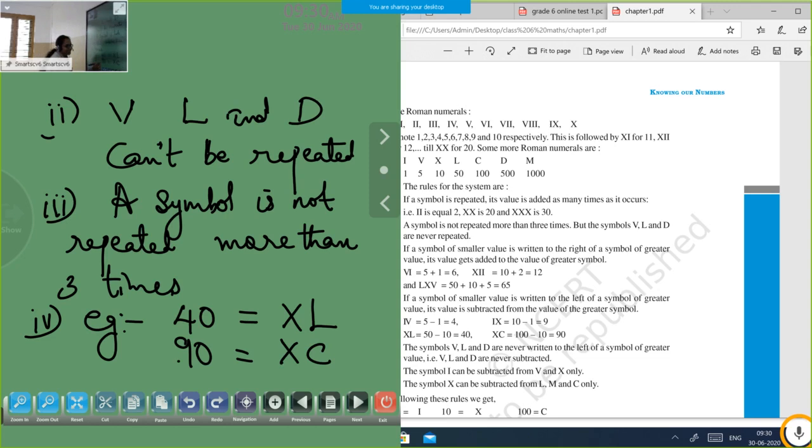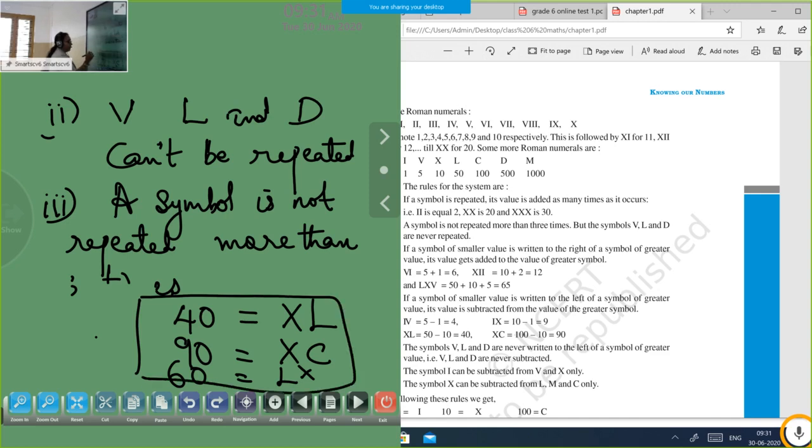Understood? How to write 60? 50 means L, 60 means LX. This is some common examples, okay? Not the example of this one. This is some common example.